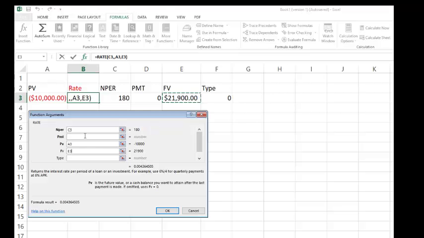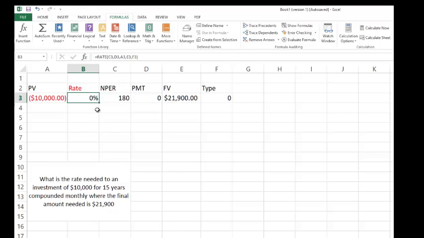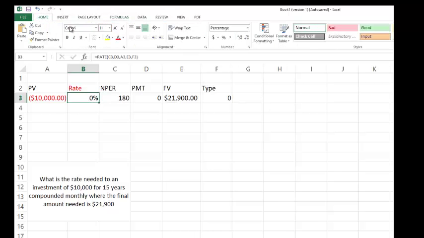Notice we didn't put anything here in payment or type, and we still have an answer shown right here. So even if we do put in the cell for payment and a cell for type, our answer is going to be the same. So we end up with zero. Obviously, that's not right. Now, this is where we're at. We have to create this to make two cells.